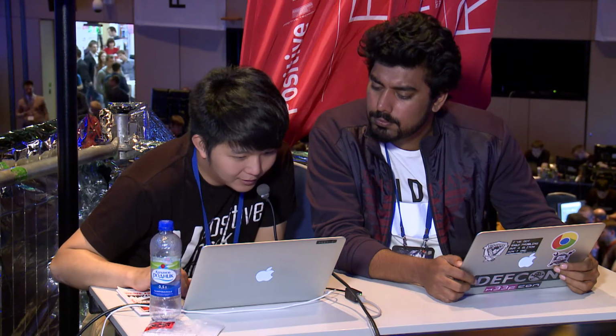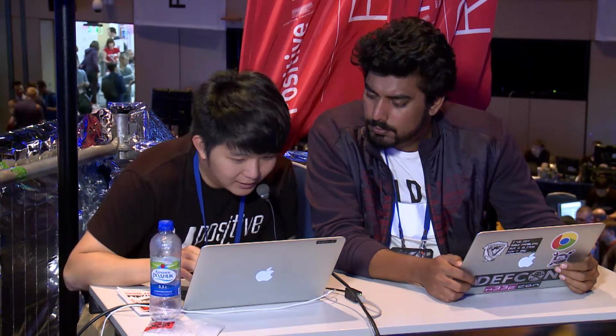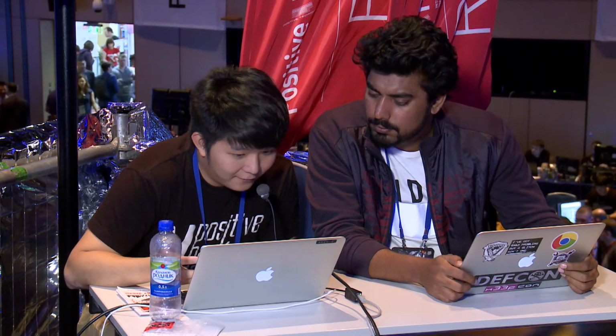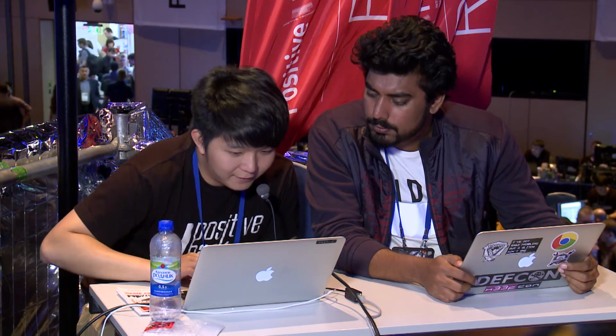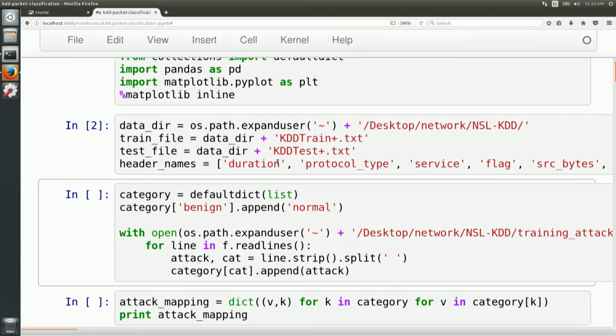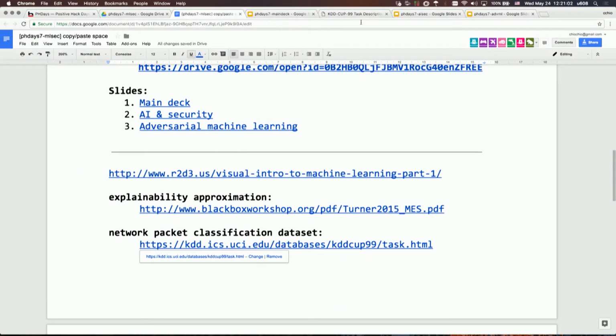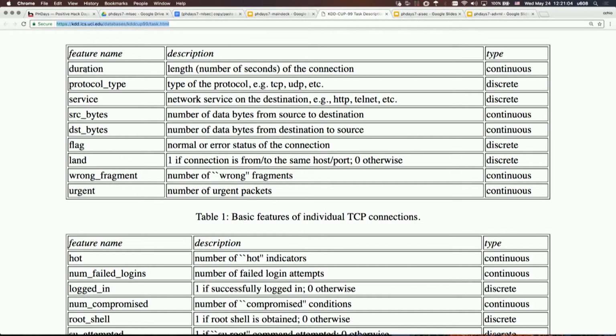The first cell, of course, is just imports of dependencies. In the second cell, we're defining the data drive, and where the test and train files are. We're also defining all the header names. I think there are 41 dimensions in total, and they are all listed here. Each single row is a dimension or a feature, and then you have the type of the feature. Features in this dataset can either be continuous or discrete.